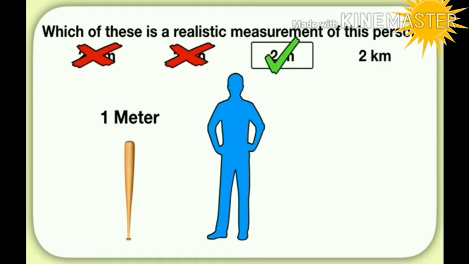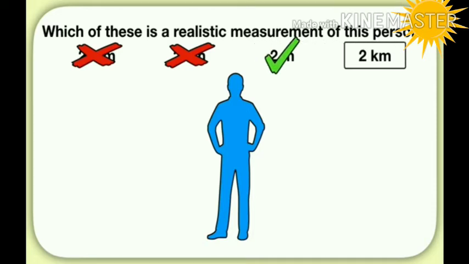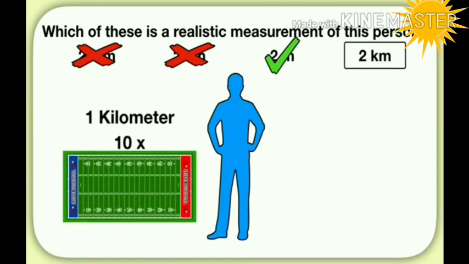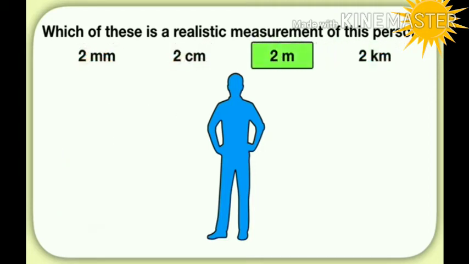And then if we think about 2 kilometers, that doesn't make sense because we know 1 kilometer is the size of 10 whole football fields. That's way too big for a person. So the most realistic measurement of a person is 2 meters.